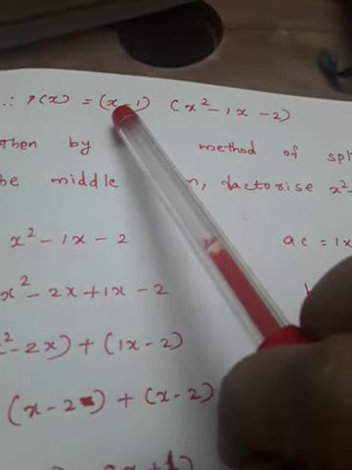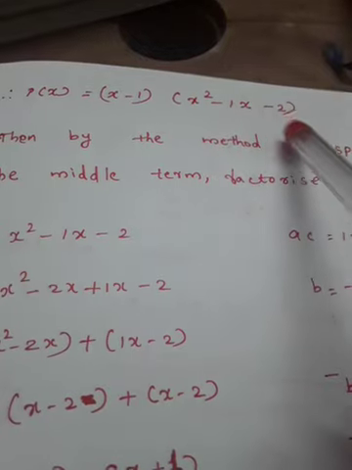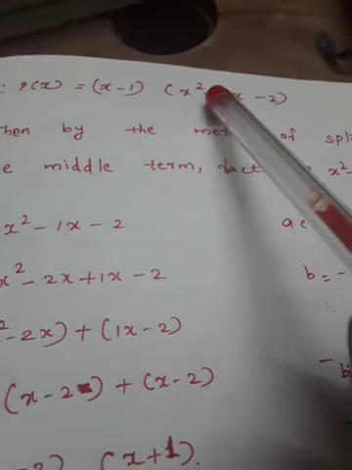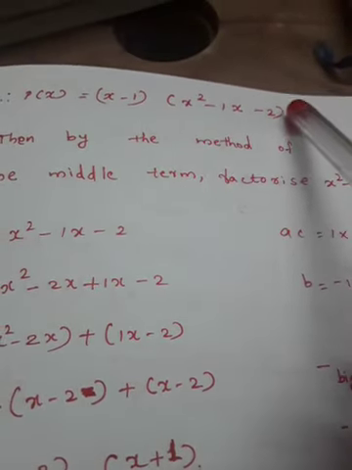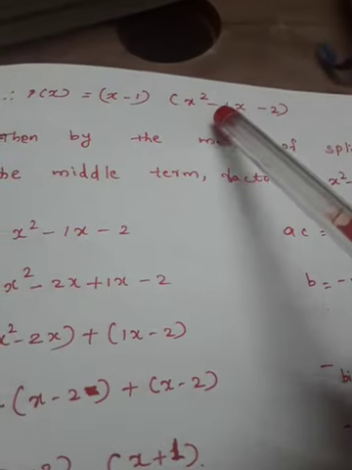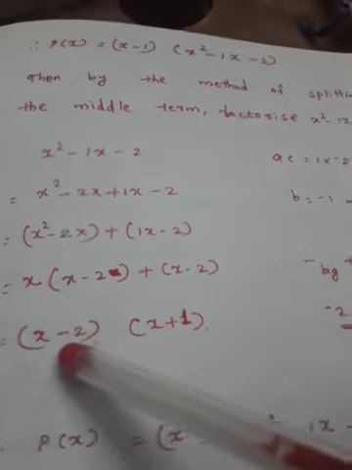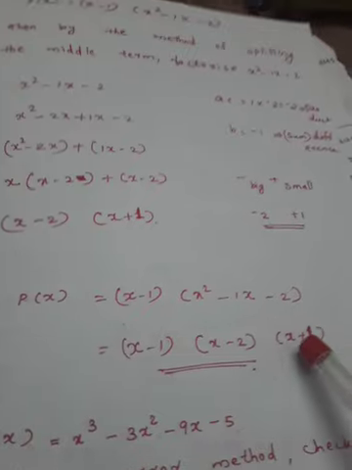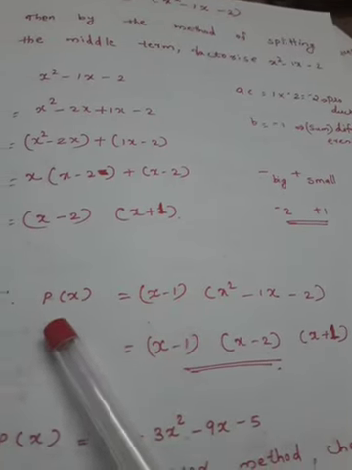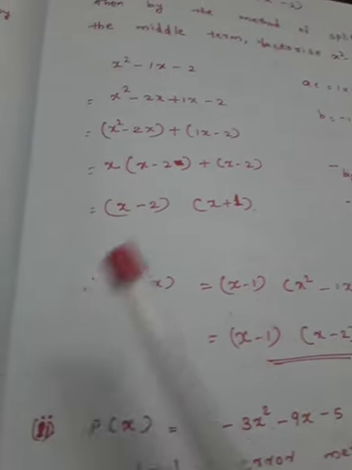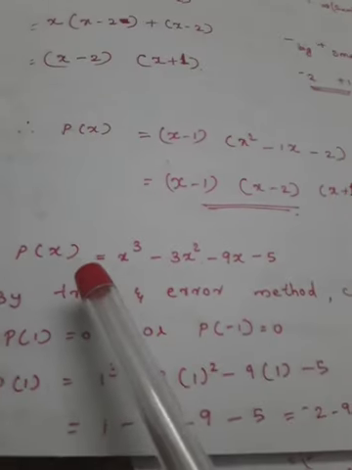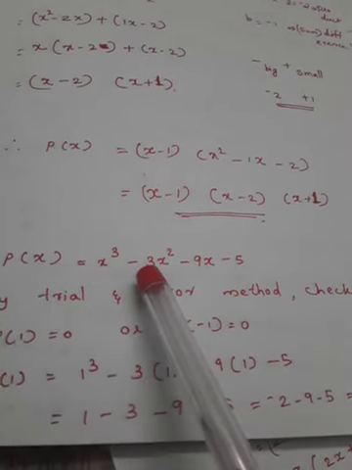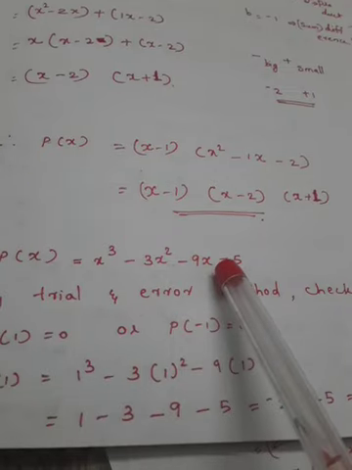So we can rewrite this as p of x equals x minus 1 into x square minus 1x minus 2. Then do the splitting the middle term method and factorize this. So we will get x minus 2 into x plus 1. So together we want to write x minus 1 into x minus 2 into x plus 1 are the factors of p of x. Okay. So now the second question. P of x equals x cube minus 3x square minus 9x minus 5.